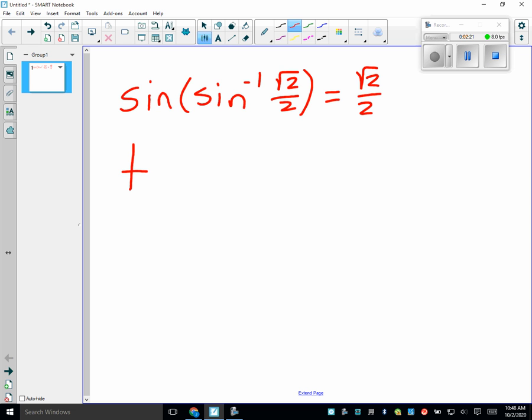So that's only if it's sine, or does that work for any inverse? Only if it's in quadrant 1. So it works for any. Am I in quadrant 1? Yeah. So what is my answer? Pi over 3.